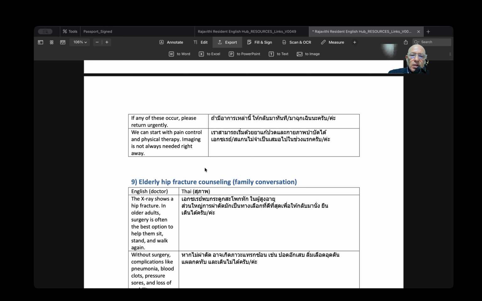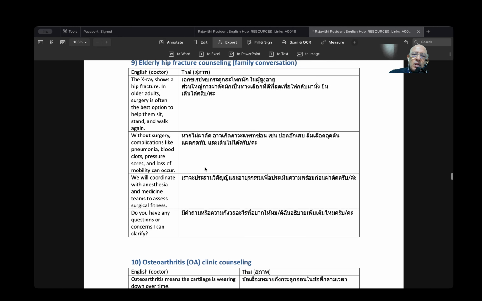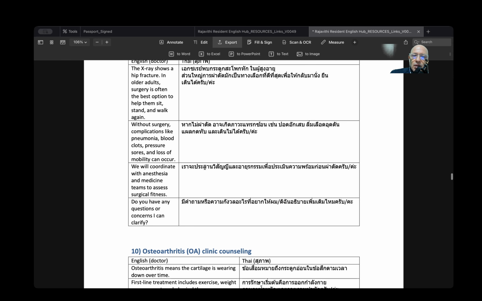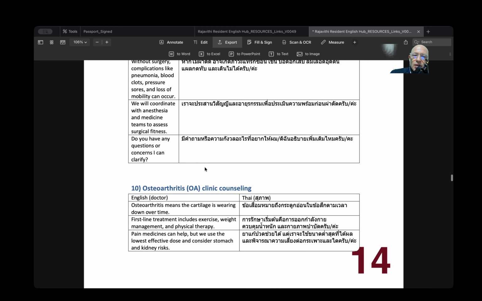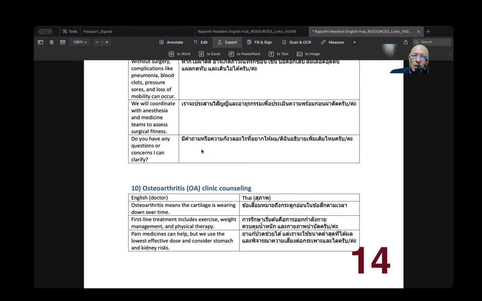Okay, for the elderly: hip fracture, counseling, family conversation. The X-ray shows a hip fracture. In older adults, surgery is often the best option to help them sit, stand, and walk. Without surgery, complications like pneumonia, blood clots, pressure sores, and loss of mobility can occur. We will coordinate with anesthesia and medicine teams to assess surgical fitness. Do you have any questions or concerns I can clarify?